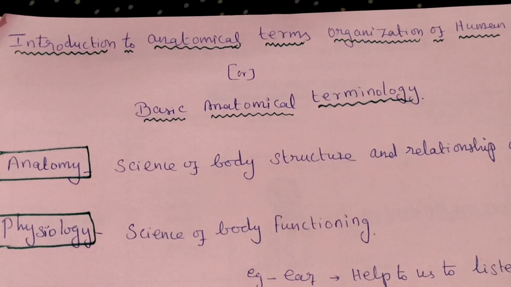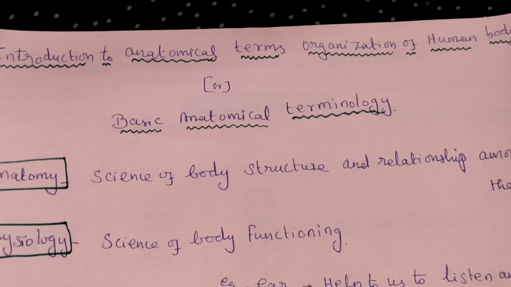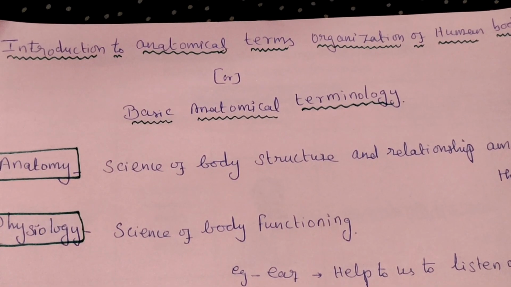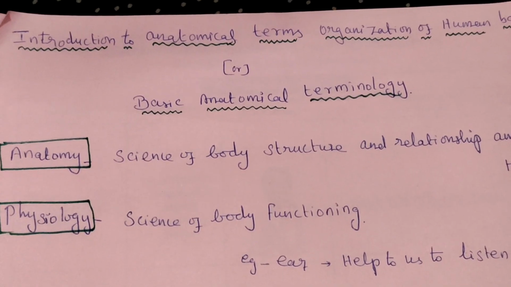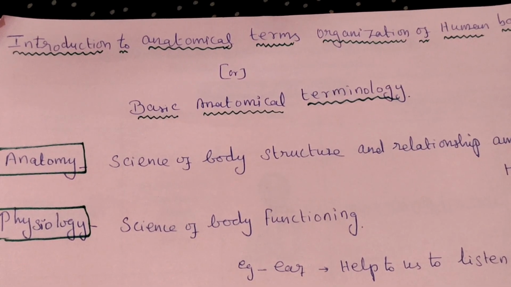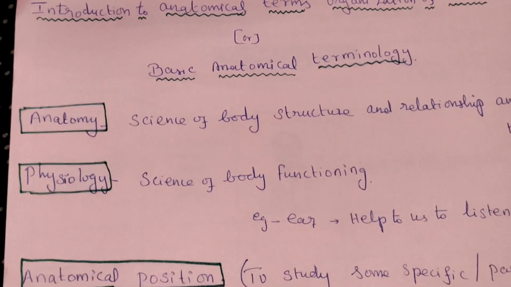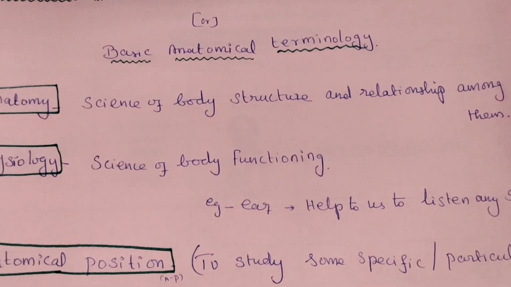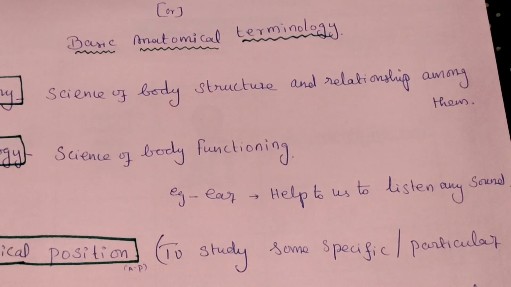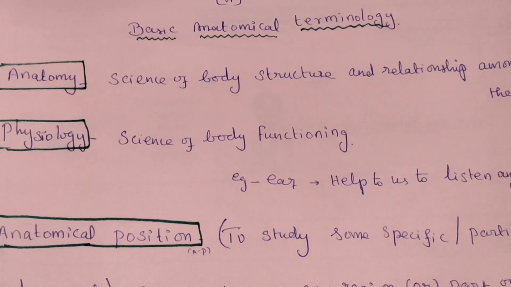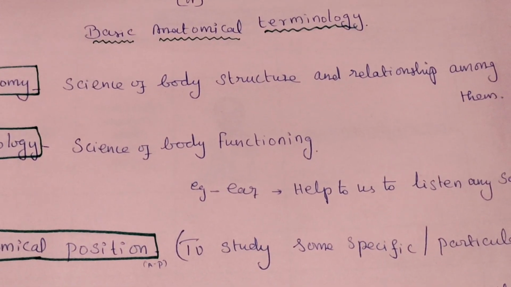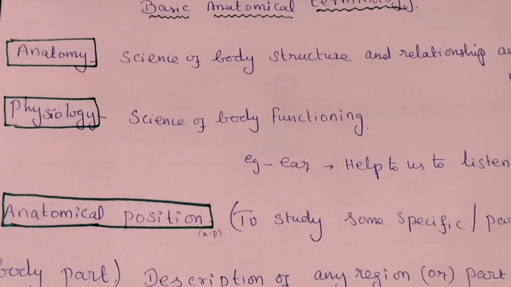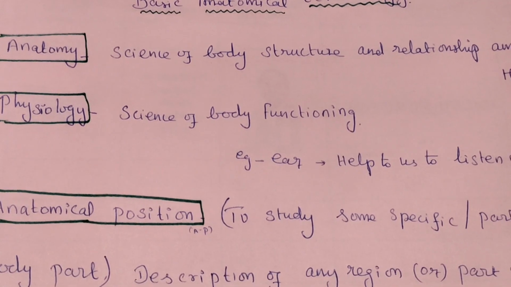Today's topic of discussion: introduction to anatomical terms, organization of the human body, or basic anatomical terminology. So what are the terms we are using in anatomy? First, what is anatomy? It is the science of body structure and the relationships among them. In this field of anatomy, we study the body structure and the relationships among them. Second is physiology. This is the science of body functioning.